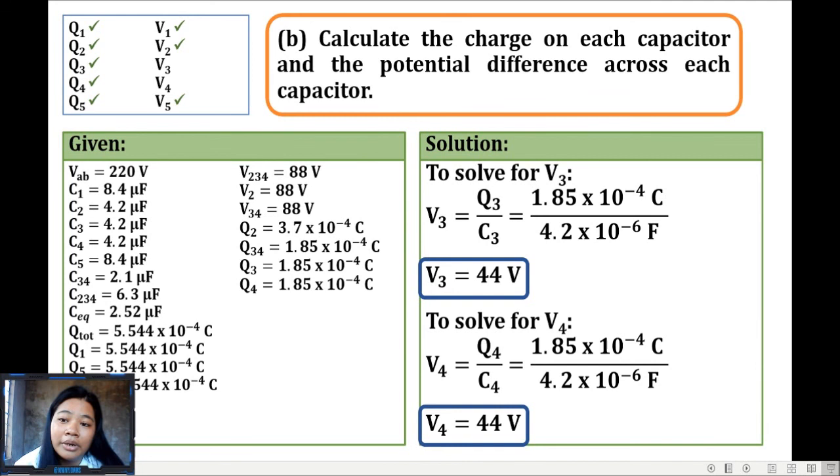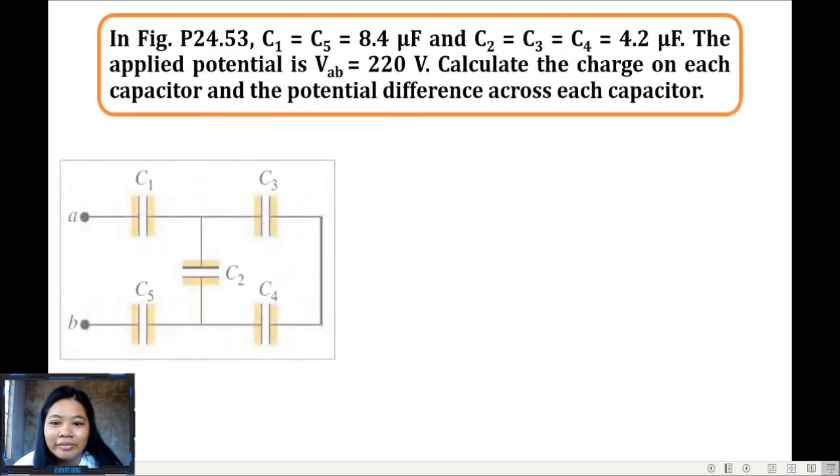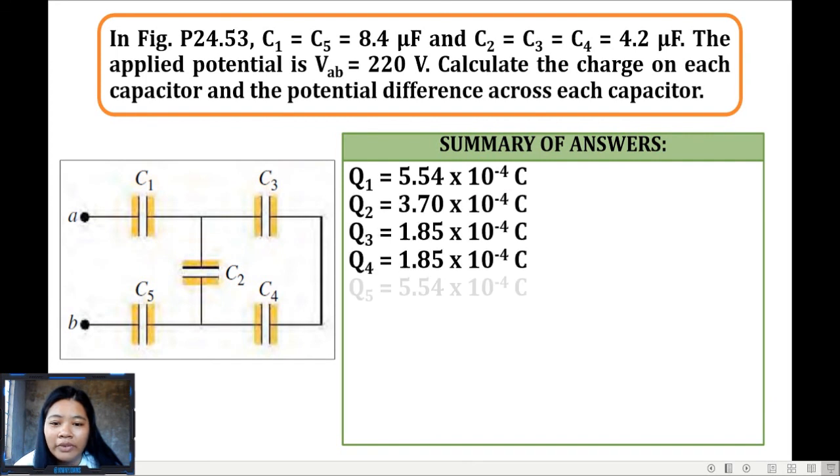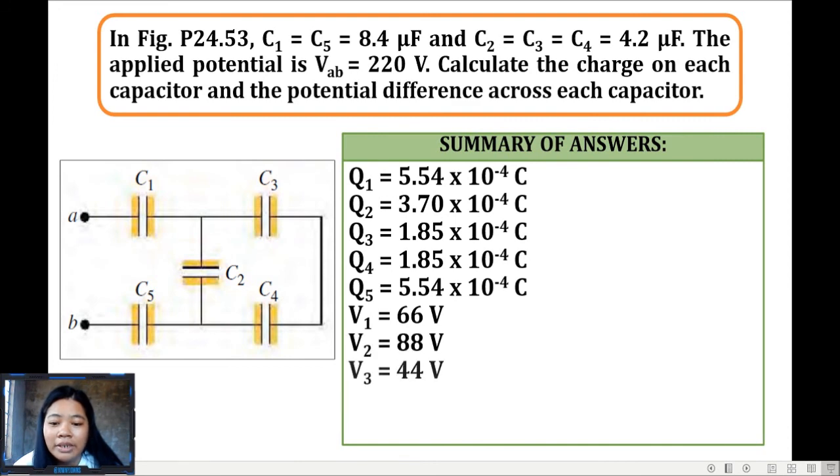So looking at our monitoring form, we've already checked everything on our list. So that's our solution. For our summary of answers, Q sub 1, Q sub 2, Q sub 3, Q sub 4, and Q sub 5. And V sub 1, V sub 2, V sub 3, V sub 4, and V sub 5.